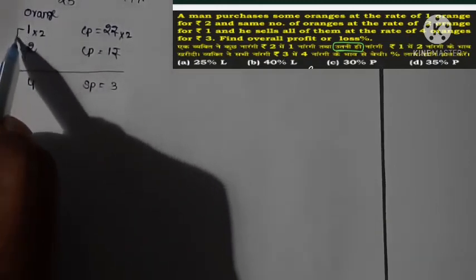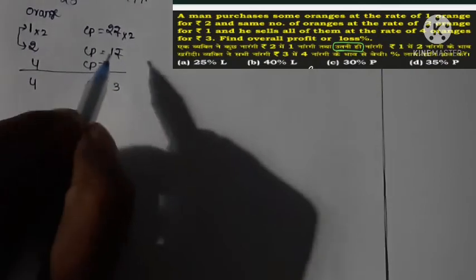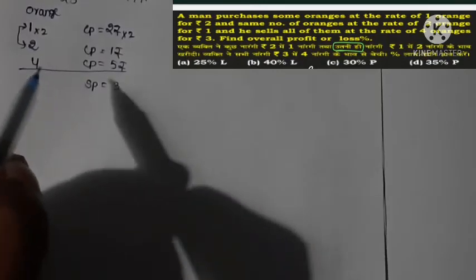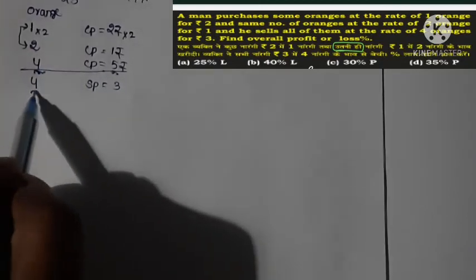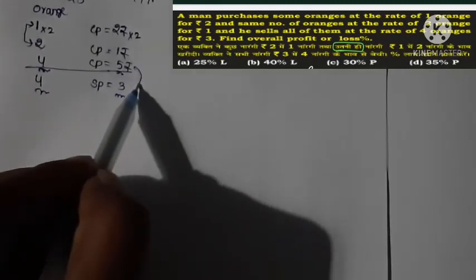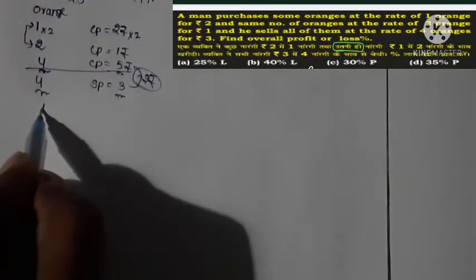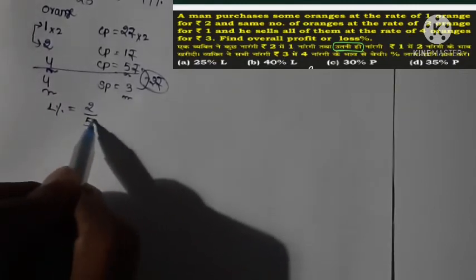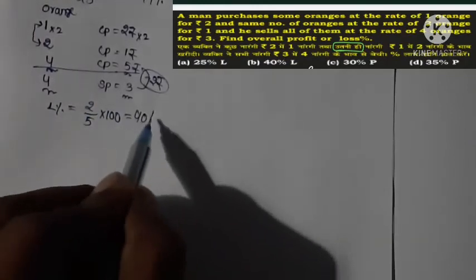So add these two values. So 2 plus 2, so 4 oranges cost price is equal to 4 plus 1, so 5 rupees. See, the 4 oranges cost price is 5 rupees. 4 oranges selling price is 3 rupees. So the loss is 2 rupees. So what is the loss percentage? Loss percentage is equal to loss by CP, 2 by 5 into 100. So the value is equal to 40%.